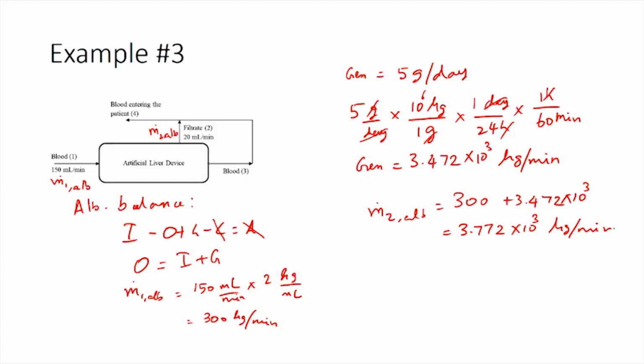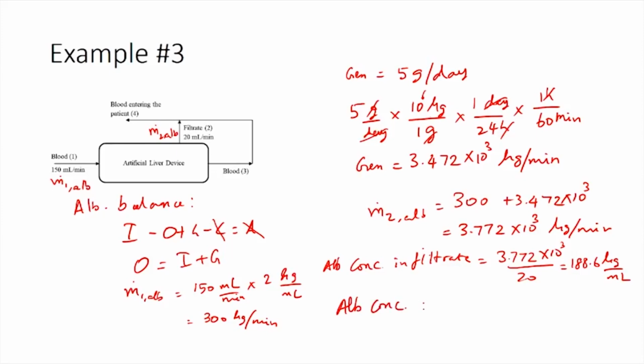Now, just like how we calculated the concentration of bilirubin in the filtrate and in the blood entering the patient, we will have to calculate the concentration of albumin in the filtrate and in the blood entering the patient. Albumin concentration in the filtrate would be 3.772 times 10 power 3 divided by 20, giving you a value of 188.6 micrograms per ml. Albumin concentration in blood entering the patient would be 3.772 times 10 power 3 divided by 150, which is equal to 25.15 micrograms per ml.